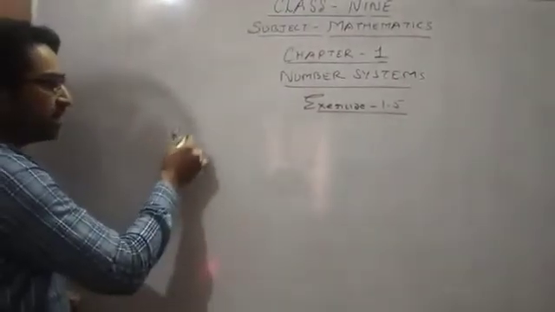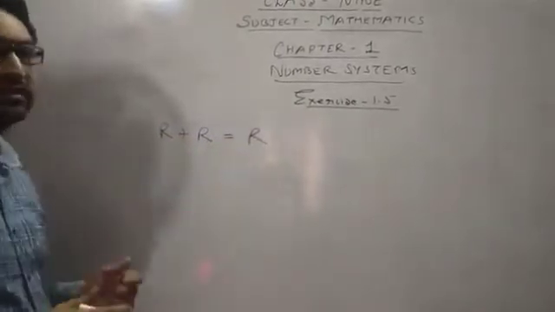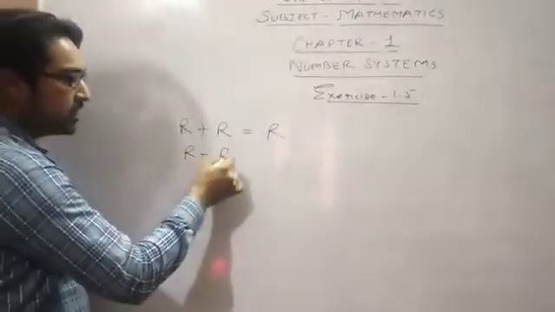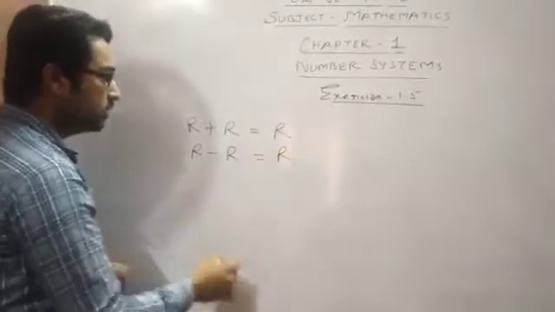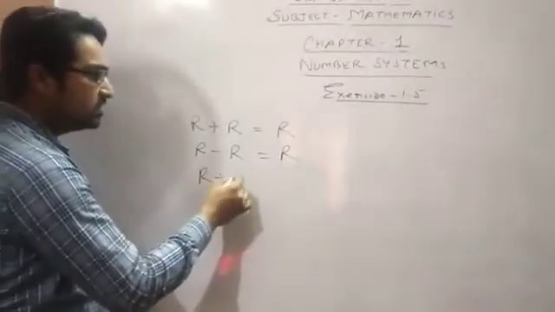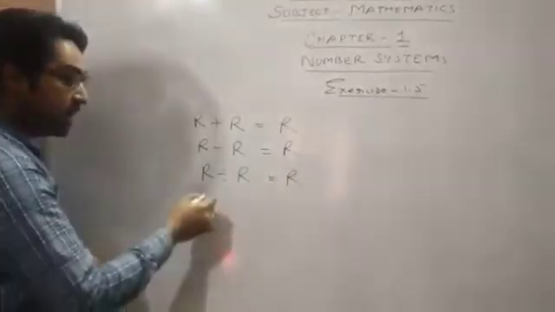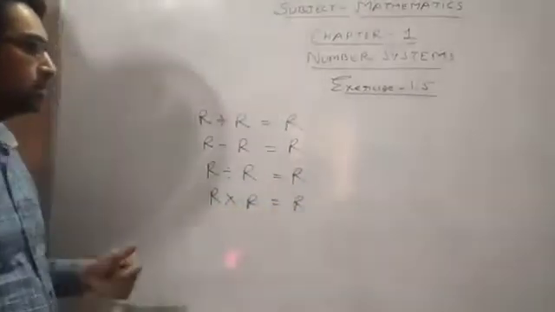When we add a rational number with a rational number, the result is always a rational number. When we subtract a rational number from a rational number, the result is a rational number. When we divide a rational number by a rational number, the result is rational. And when we multiply a rational number by a rational number, the product is always a rational number.